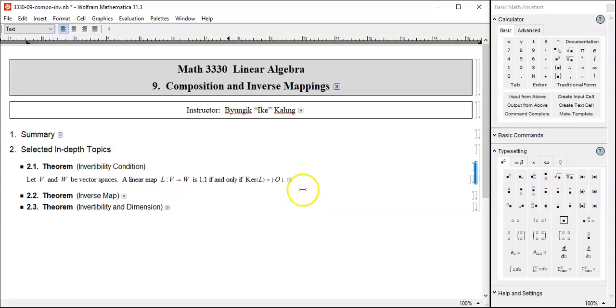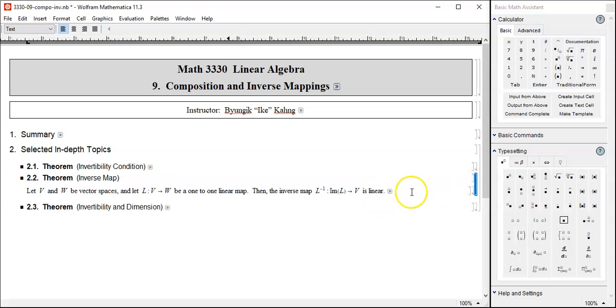Okay, first, one-to-one if and only if the kernel is just the zero vector, and we went through that already. All right, no problem there. Now here we go. Let V and W be vector spaces and let L from V to W be a one-to-one linear map. Then the inverse map is linear. We know the inverse exists. The domain to target is too big, so we have to get down to the range, or image, and go back to the domain. So the inverse map exists.